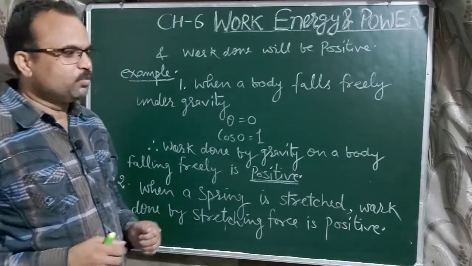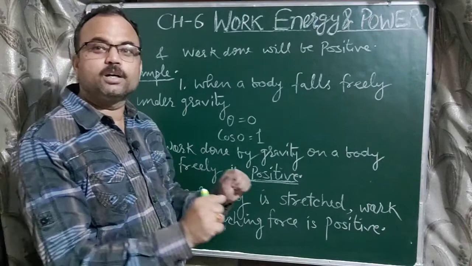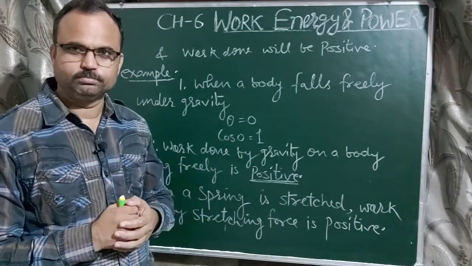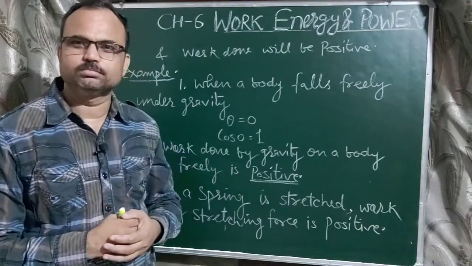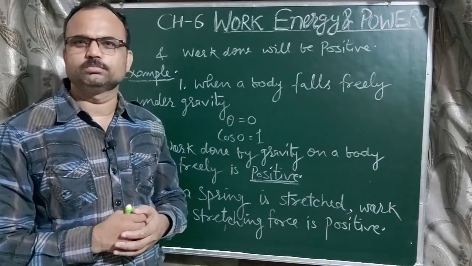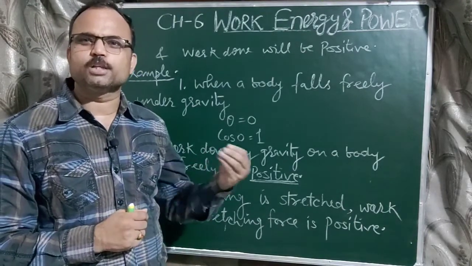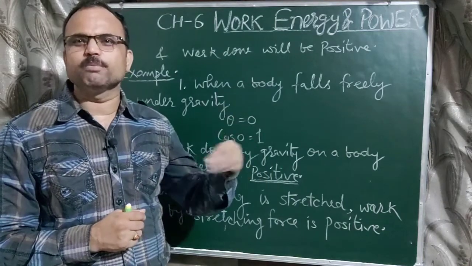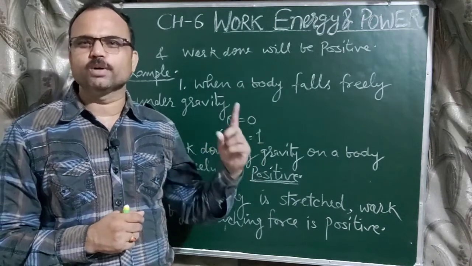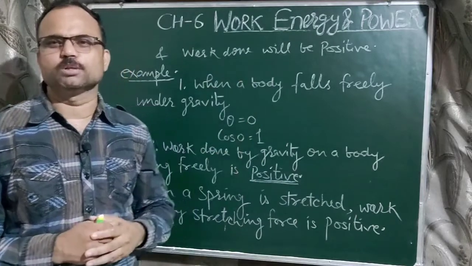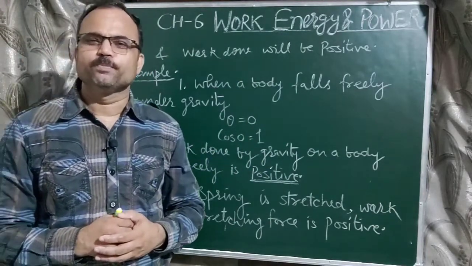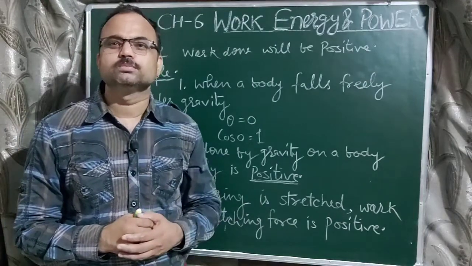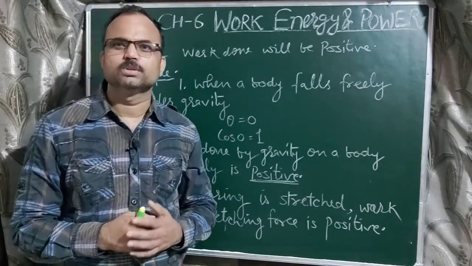Similarly, we apply a force on a roller, then the roller displaces in the direction of force. In that case also, the angle between force and displacement is 0, the value of cos 0 is 1, and work done will be positive. So there are so many examples of positive work done. You may study them in your textbook also.